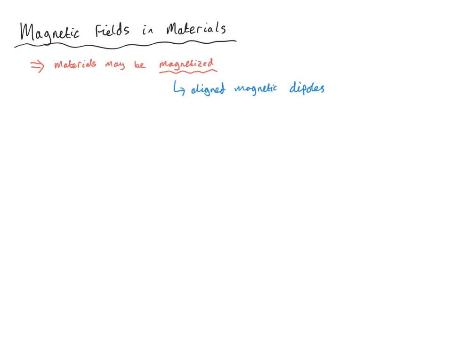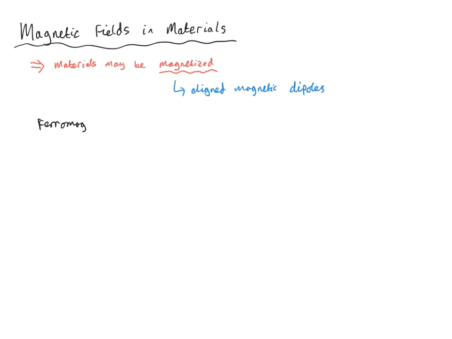But how are these magnetic dipole moments induced, and how do they become aligned? Well, there are various magnetic materials that we might wish to consider. The different classes can be broadly grouped into ferromagnets, diamagnets, and paramagnets. So let's first start with a quick discussion of ferromagnets.